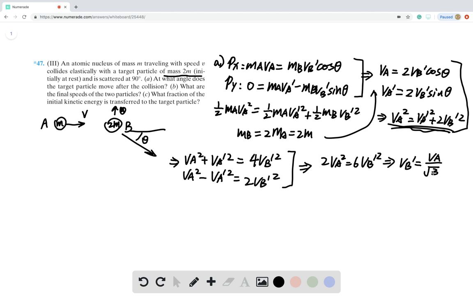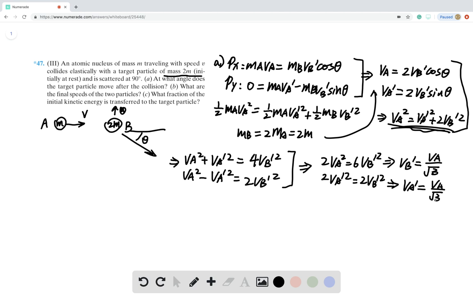And we can also find VA prime. It's not asked in part 1, but if we subtract them, we'll see that 2VA prime squared equals 2VB prime squared. So VA prime is equal to VB prime, which is also VA over square root 3.